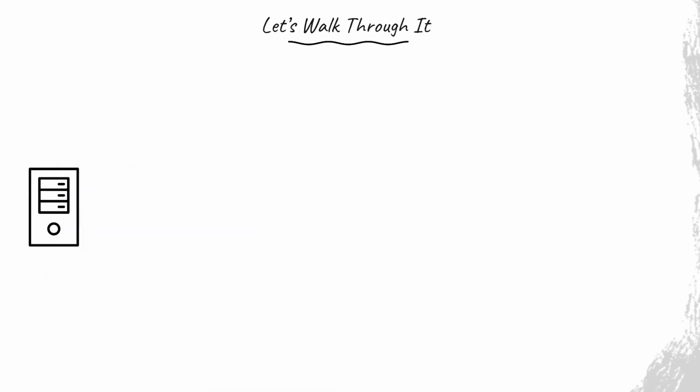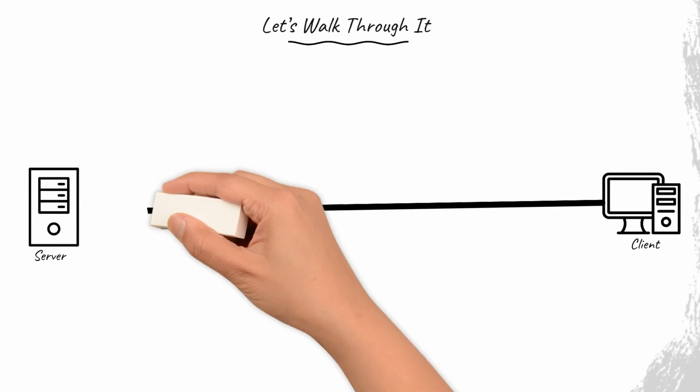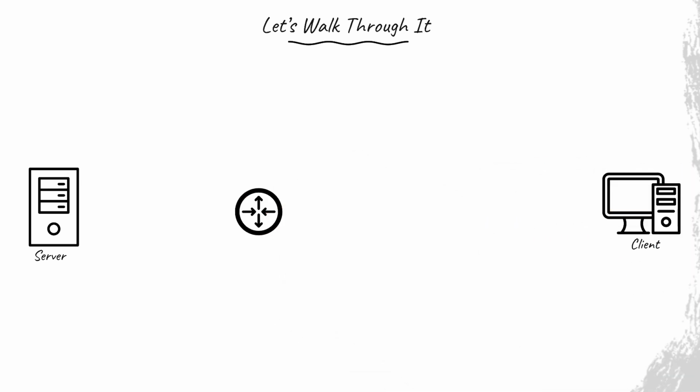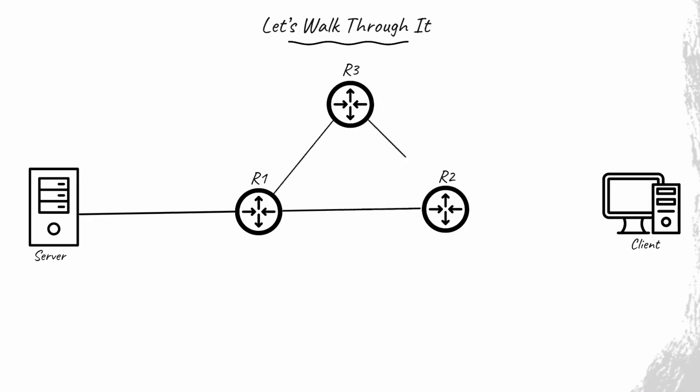Imagine a server needs to send a packet to a client. But the server isn't directly connected to the client. It has to send the packet through other devices along the way. In our example, the packet first goes to router R1, then to router R2, and finally reaches the client.